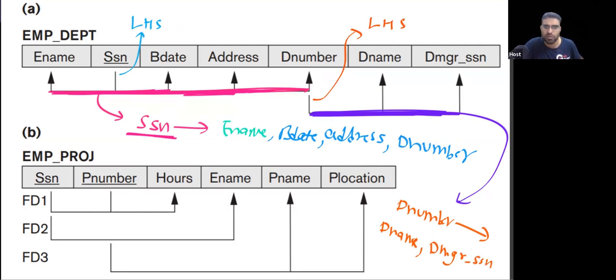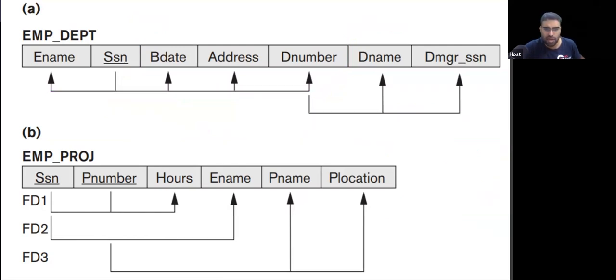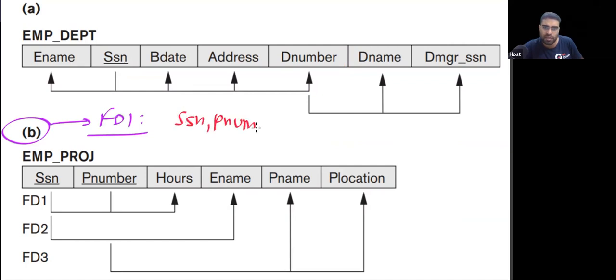I hope you understood. Similarly, can you do it for the next one? In the second one, how many FDs are there? There are a total of 3 FDs. What is FD number 1? Its LHS is a combination of SSN, comma, P number. Yes or no? This combination implies hours.